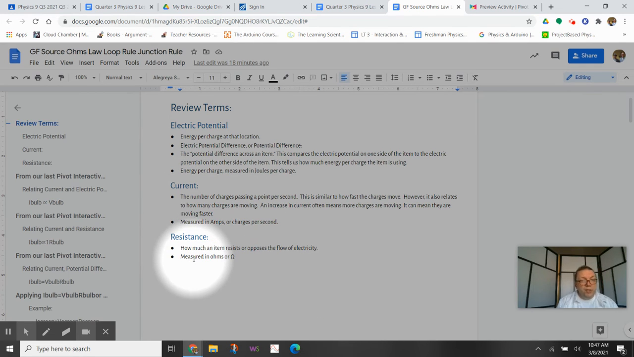And then resistance is how much an item opposes or resists the flow of electricity. So we usually talk about things like a wire or the filament in a light bulb or a resistor or speakers, how much resistance is present in those devices.